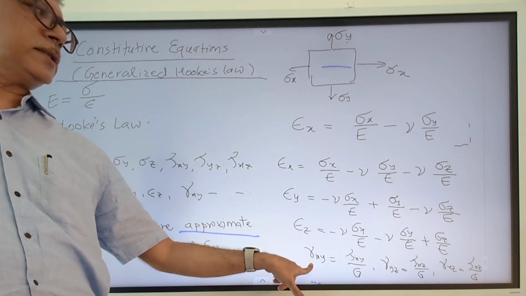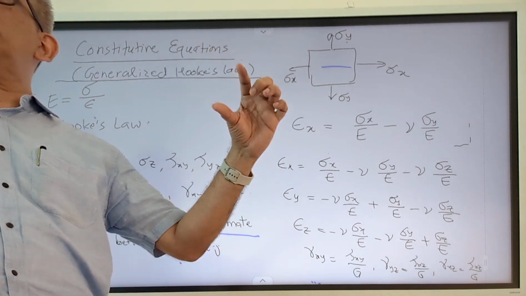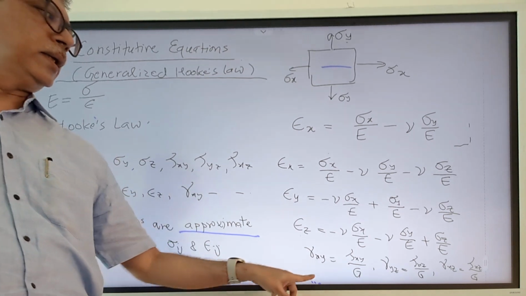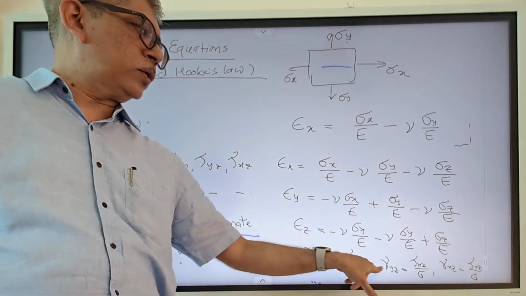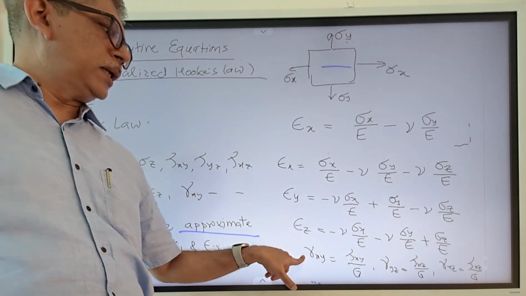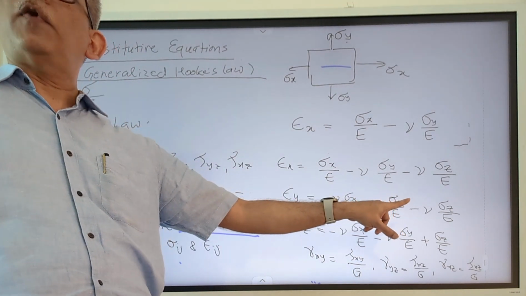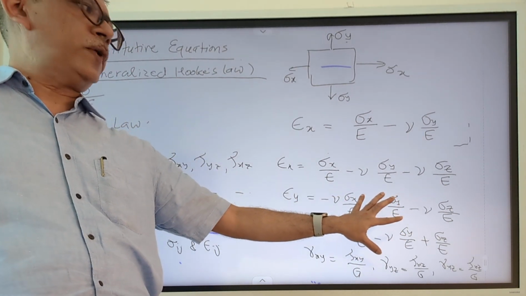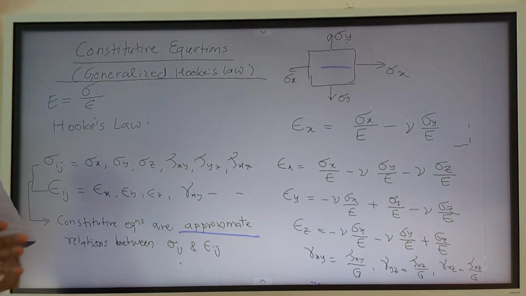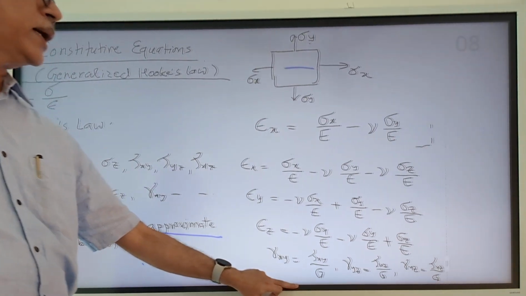Similarly, the shear strains are independent of the normal stress. Whatever elongation happens, pure elongation doesn't cause any change in angle of the body. That is why there are no normal stress terms here. Only the shear stress terms relate to shear strain terms. So this is a form of a constitutive equation for this particular case. You can write these equations in the matrix form, and that is how constitutive equations are generally written.